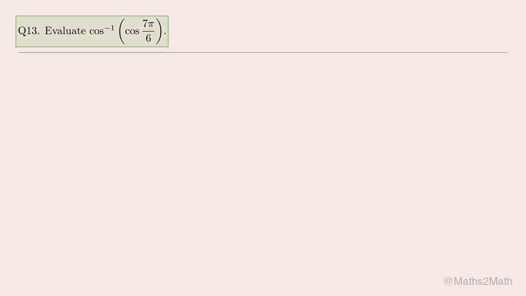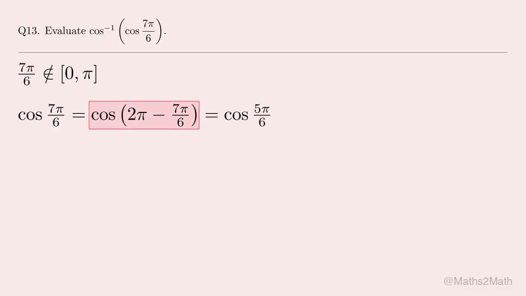Question 13. Once more the branch trap. 7 pi by 6 is bigger than pi. Cosine inverse answers only between 0 and pi, and 7 pi by 6 is beyond that. Cosine of 7 pi by 6 equals cosine of 2 pi minus 7 pi by 6, which is cosine of 5 pi by 6, inside the branch. So the value is 5 pi by 6.